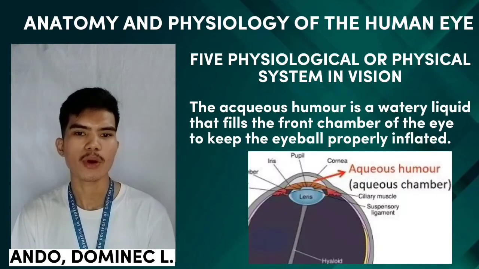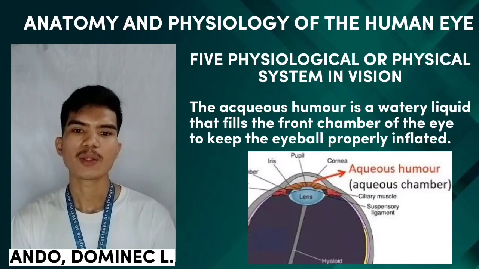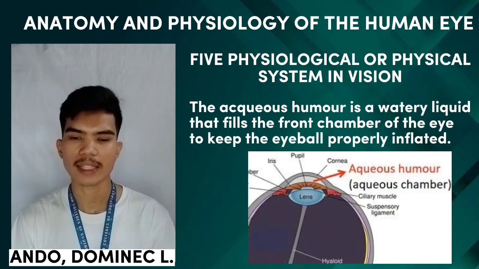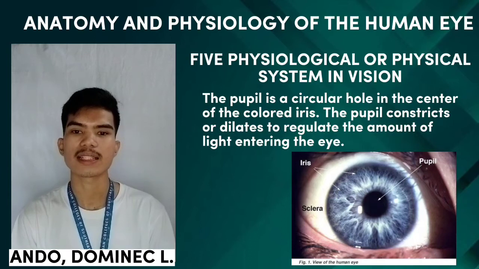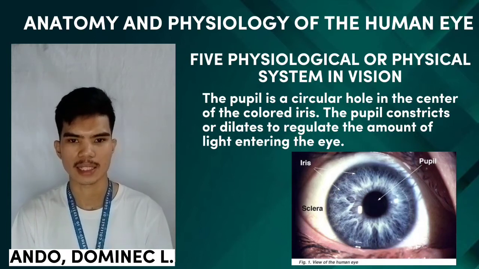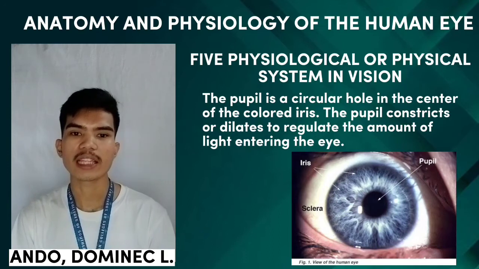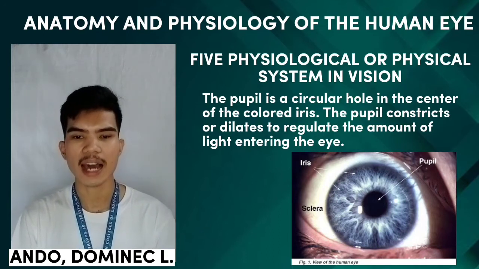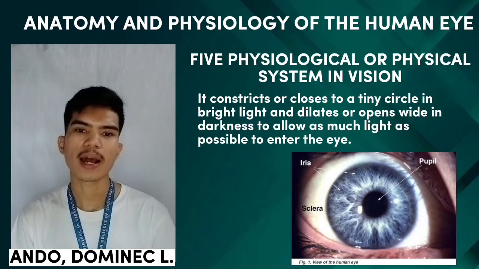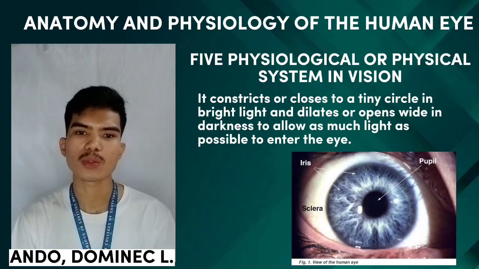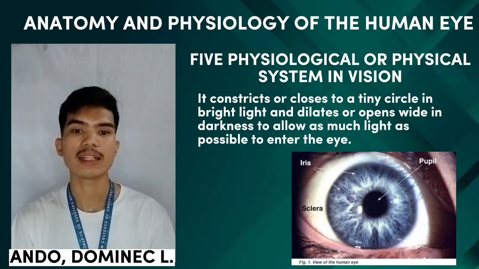The aqueous humor is a watery liquid that fills the front chamber of the eye to keep the eyeball properly inflated. The pupil, on the other hand, is a circular hole in the center of the colored iris. So the pupil constricts or dilates to regulate the amount of light entering the eye. It constricts or closes to a tiny circle in bright light and dilates or opens wide in darkness to allow as much light as possible to enter the eye.